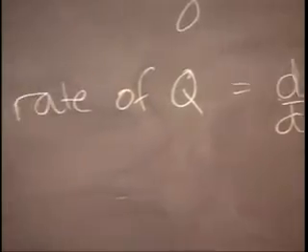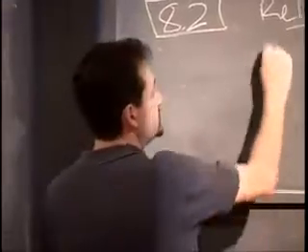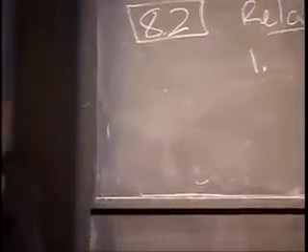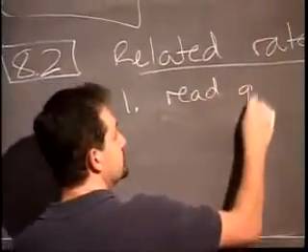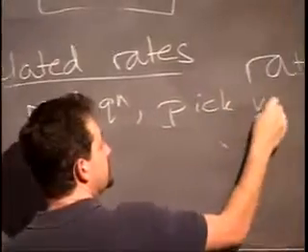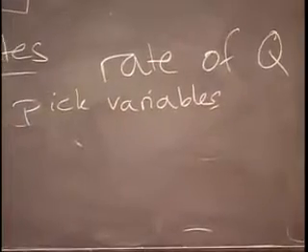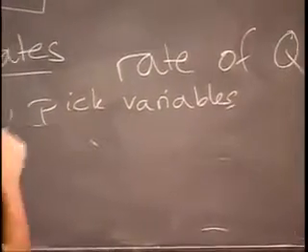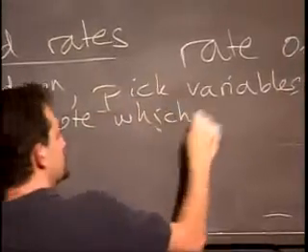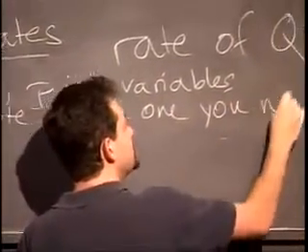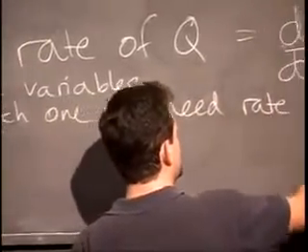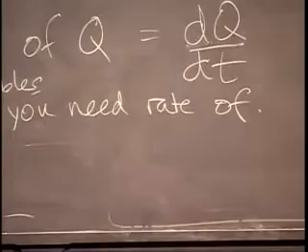So I will use my last 2 minutes to quickly give a brief overview of how to solve related rates problems. It was a 4-step procedure. The 4-step procedure looks like this. Step 1: read the question. Pick variables. And note which one you want to take the rate of. You need the rate of. In some sense, step 1 is translate from English words into math symbols.